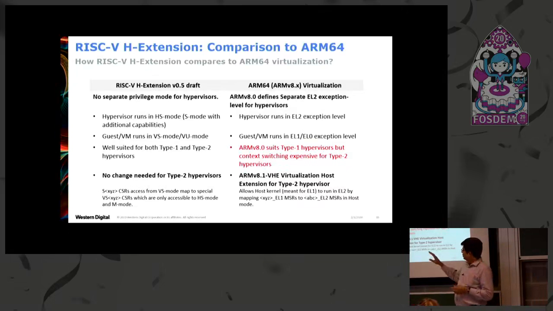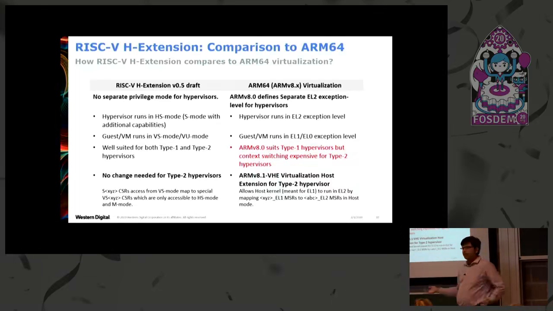The approach that RISC-V took is suitable for both type 1 and type 2 hypervisors. But in the case of ARM v8.0, the first release of ARM64, it was not that suitable for type 2. It was suitable for type 1, but there was a lot of context switching overhead for type 2 hypervisors, because the world switch lies in EL2 and the rest of the host kernel runs in EL1. So there was a lot of back and forth switching whenever there was a VM exit, particularly for type 2 hypervisors like KVM.